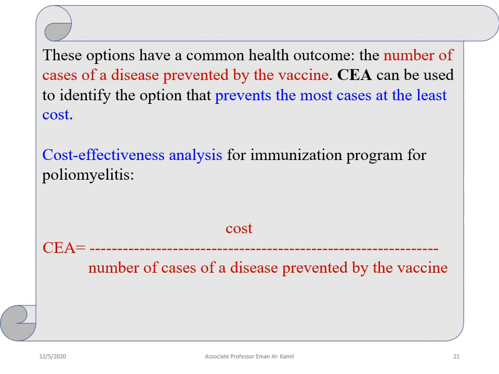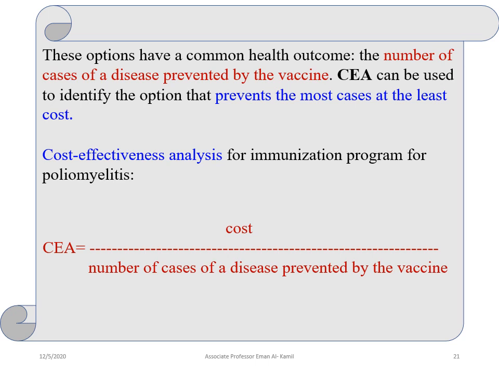So these options have a common health outcome: the number of cases of a disease prevented by the vaccine. So the cost effectiveness analysis can be used to identify the options that prevents the most cases at the least cost. ما هو عدد ايش قد يكون الكفرج، كل ما يكون الكفرج ريت عالي معناها كل ما يكون انه البريفنشن اوف كيسز يكون اعلى ونقلل من حدوث الانفكشن مقارنه بالكوست.